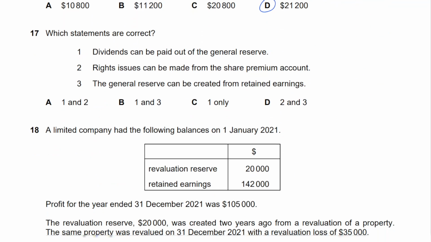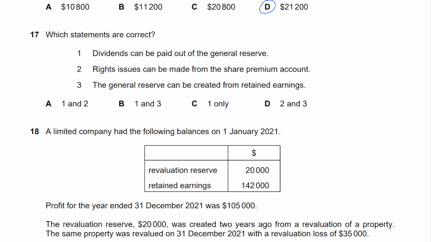Let's move on. Number 17. Which statements are correct? Dividends can be paid out of the general reserve. Yes, because general reserve is created from the revenue reserve, right? From the retained earnings, I mean, and it's a revenue reserve, so we can pay dividends out of general reserve if you wish to.